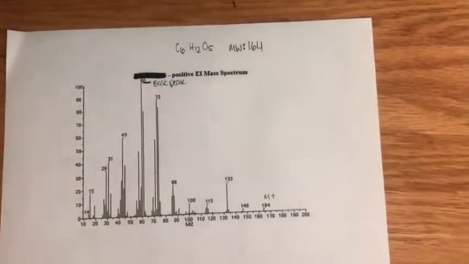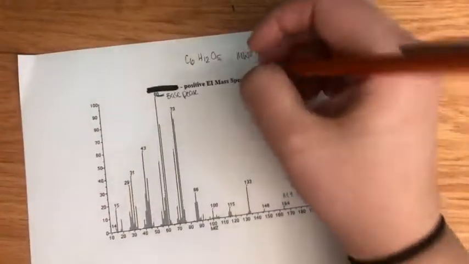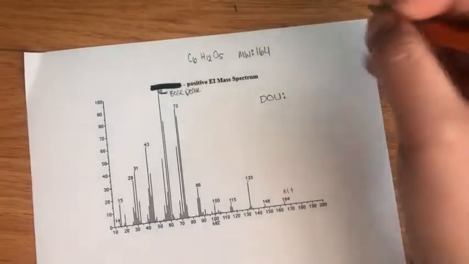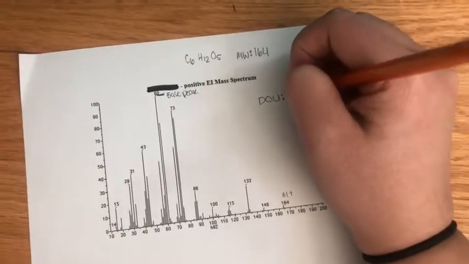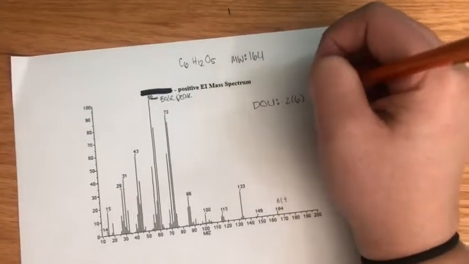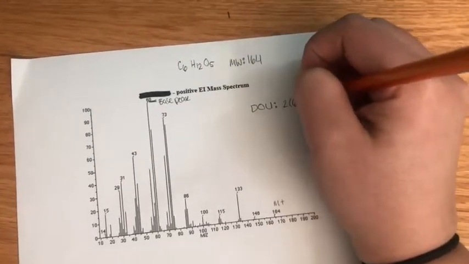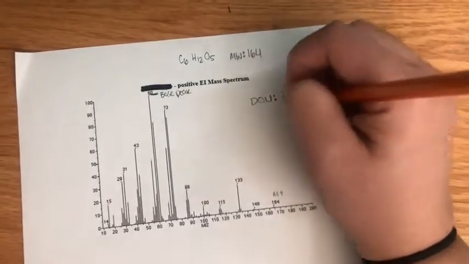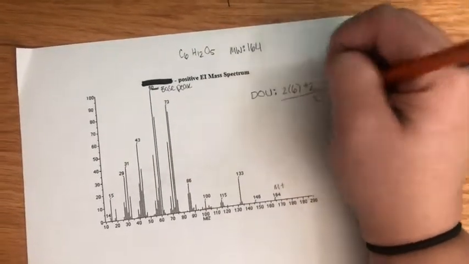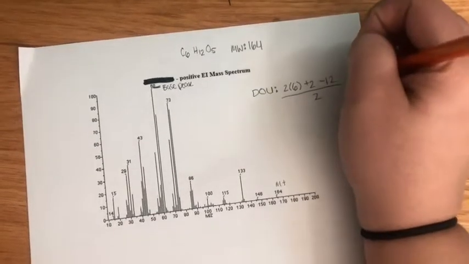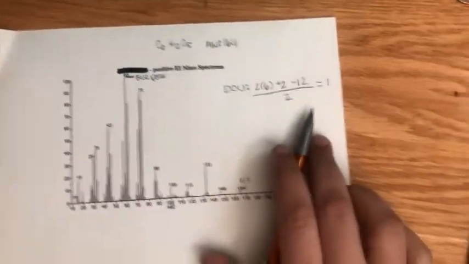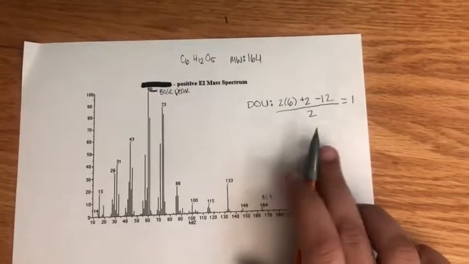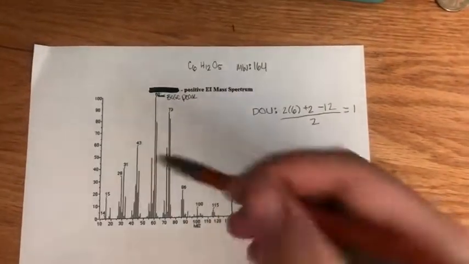And let's see our degrees of unsaturation. Two times the number of carbons plus 2 minus the number of hydrogens over 2 equals 1. So we have 1 degree of unsaturation, which means we'll either have 1 ring or 1 double bond.